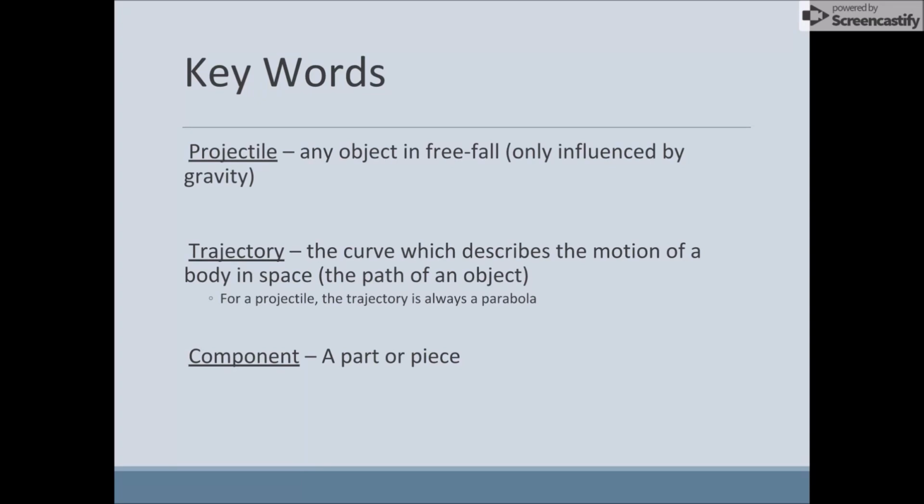Projectile refers to any object in free fall, which means that regardless of its motion, it is only under the force of gravity. Under this definition, a bullet, after it's left the gun, would qualify as a projectile, because it is flying through the air but only being pulled down by gravity, whereas, say, a plane would not be considered a projectile because it's being carried through the air by its engines. Trajectory is the curve that describes the motion of a body in space. And lastly, the component refers to the x and y parts of the motion of the object.